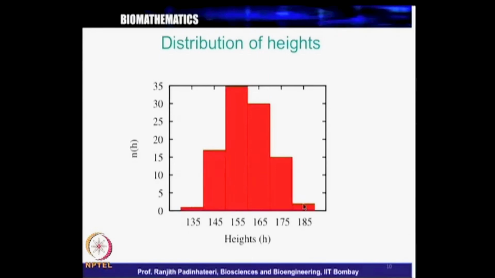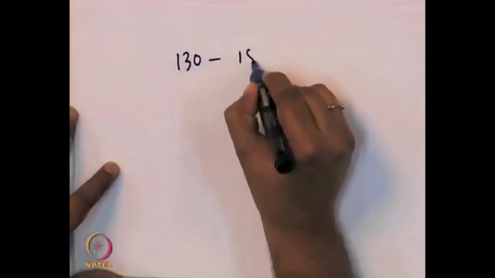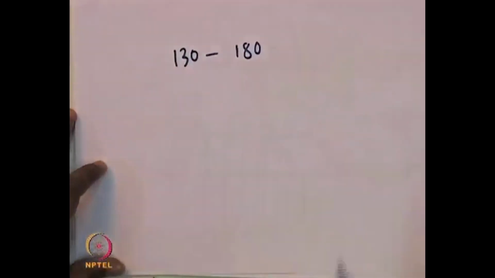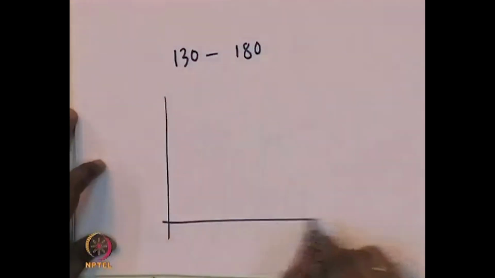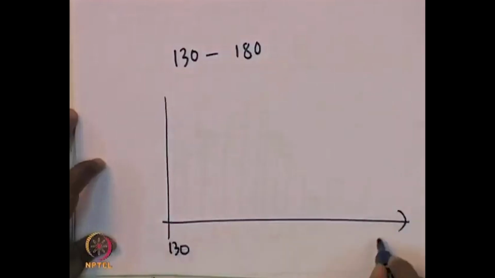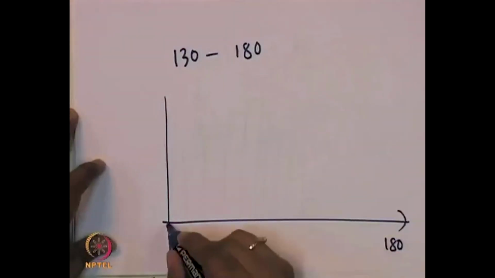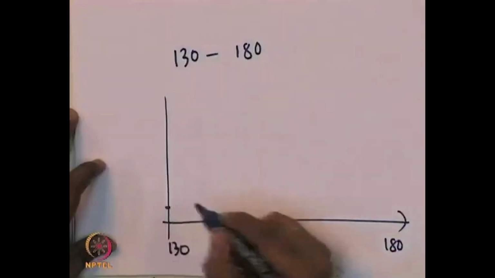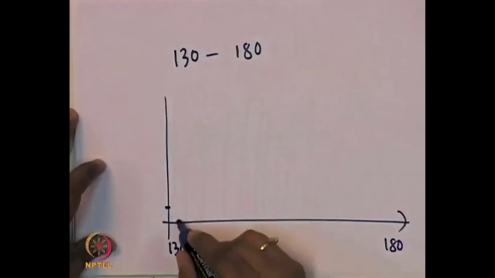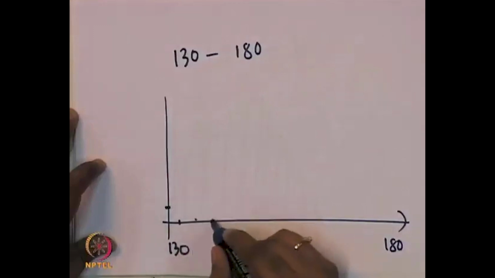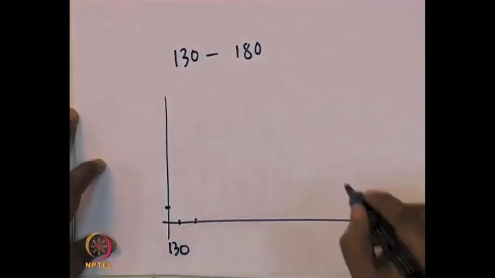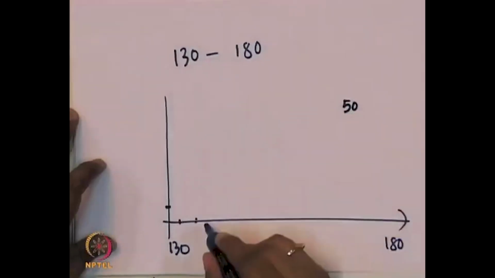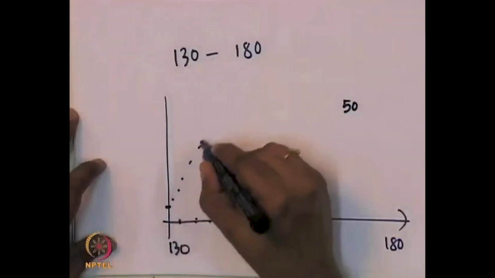Similarly, let us say we are presenting the data of the height of students between 130 and 180 centimeter, centimeter by centimeter. So, you can have 130 here, 180 here. How many students having 130? Maybe 1 student. How many students 131? How many students 132? For each centimeter, you can have like 50 points. So, you can have 50 points like this.